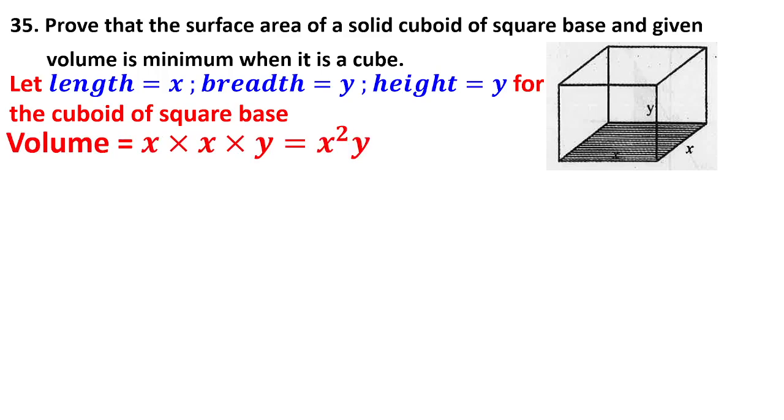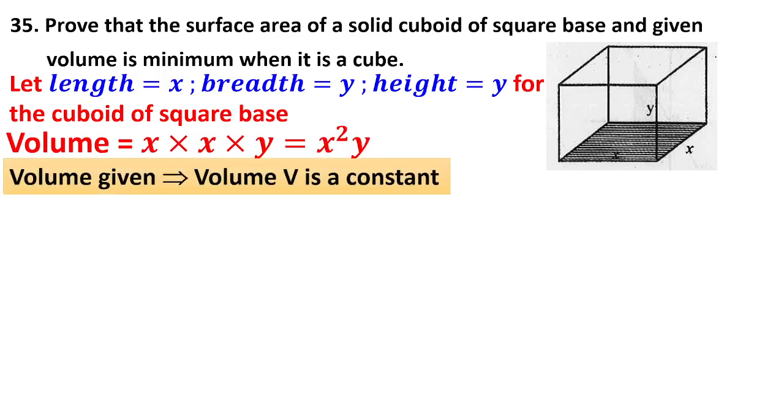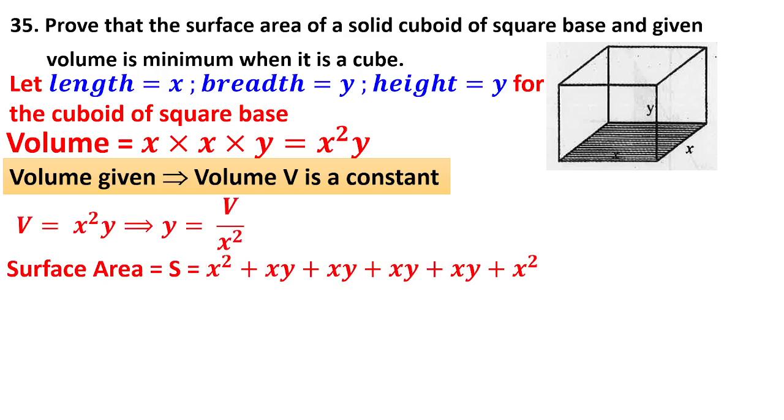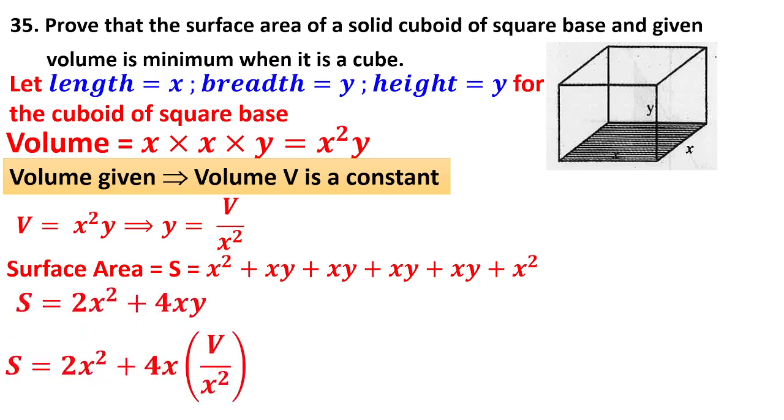Therefore, volume is x square y. Volume is given, therefore volume is a constant, where V is x square y. y is equal to V by x square. Surface area, all of you know, you have to add the surface areas: x square plus xy plus xy plus xy plus xy plus x square. Bottom and the top are x squares. Therefore it is 2x square plus 4xy.